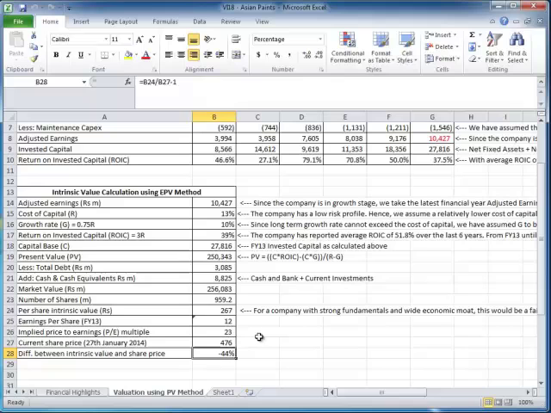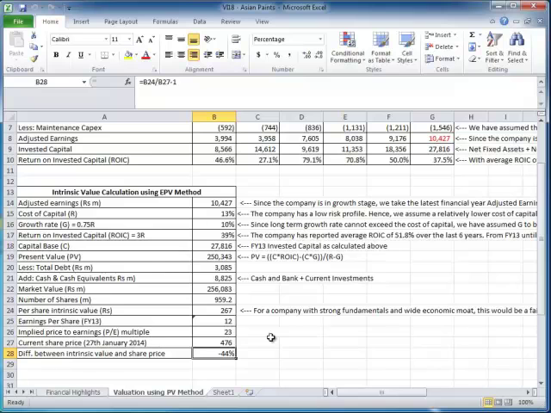So the difference between the two is 44%, where the intrinsic value is 44% less than the current share price. So in this case, we can see that according to our estimates of the intrinsic value, the company is overvalued, right, by a fairly large margin.